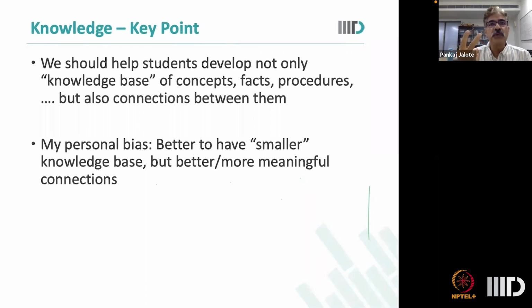Right? So our goal is twofold. In any course that we are going to teach, we have to develop a knowledge base, a vocabulary, concepts that they must learn. But I'm talking only about the declarative portion; the skill portion we'll talk about later. But even in the declarative portion, they must also understand the connections between the concepts. So, as I'm stating here, my personal bias is that instead of covering a lot of concepts, it is better to consider fewer concepts but with better interconnection. Okay, but that's my personal bias.